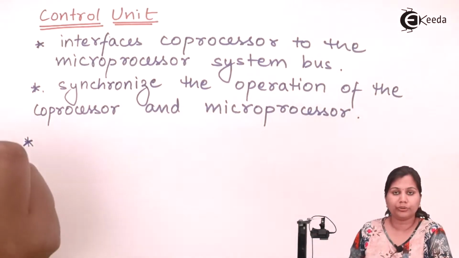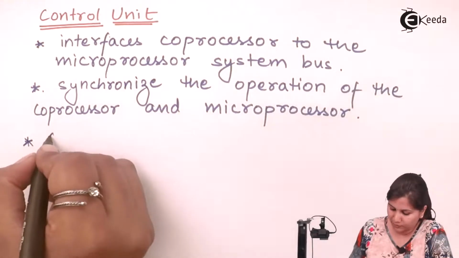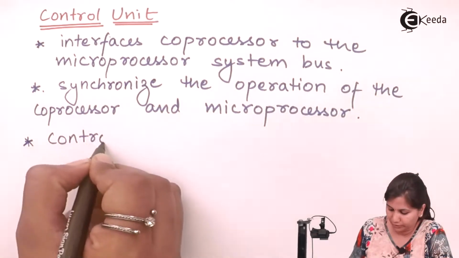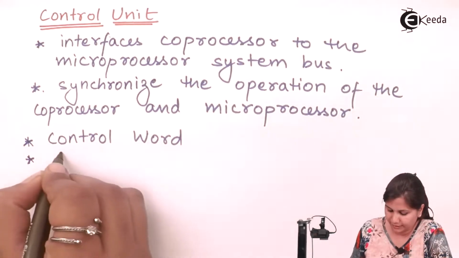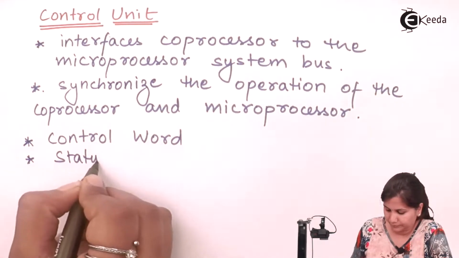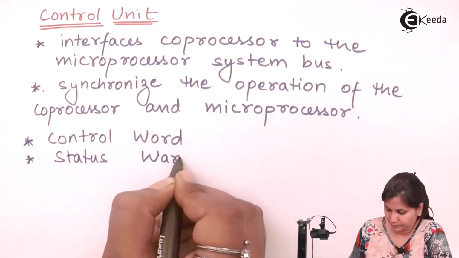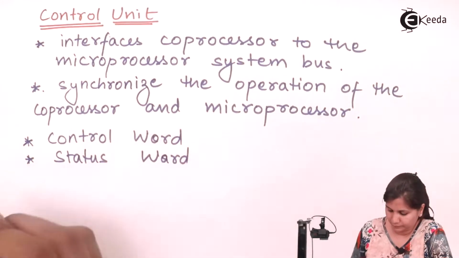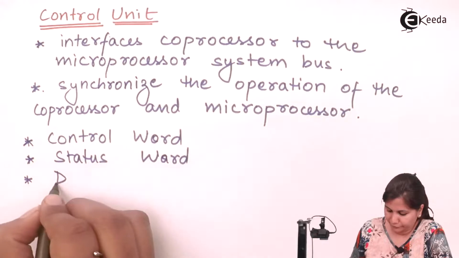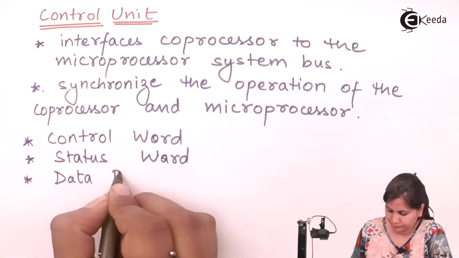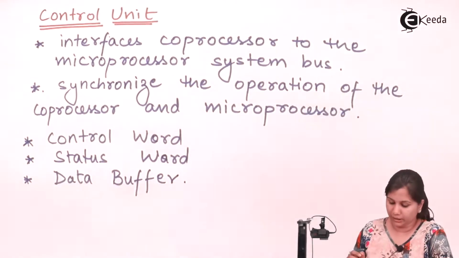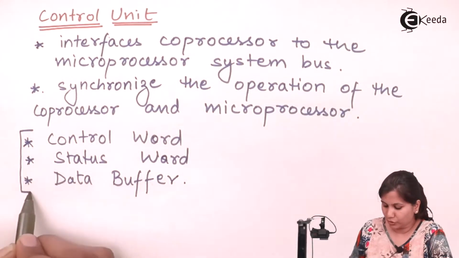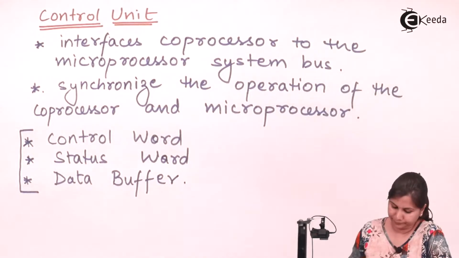Now this control unit consists of different parts. One is the control word. Then we have the status word. And the data buffer. These are the three main parts of the control unit.